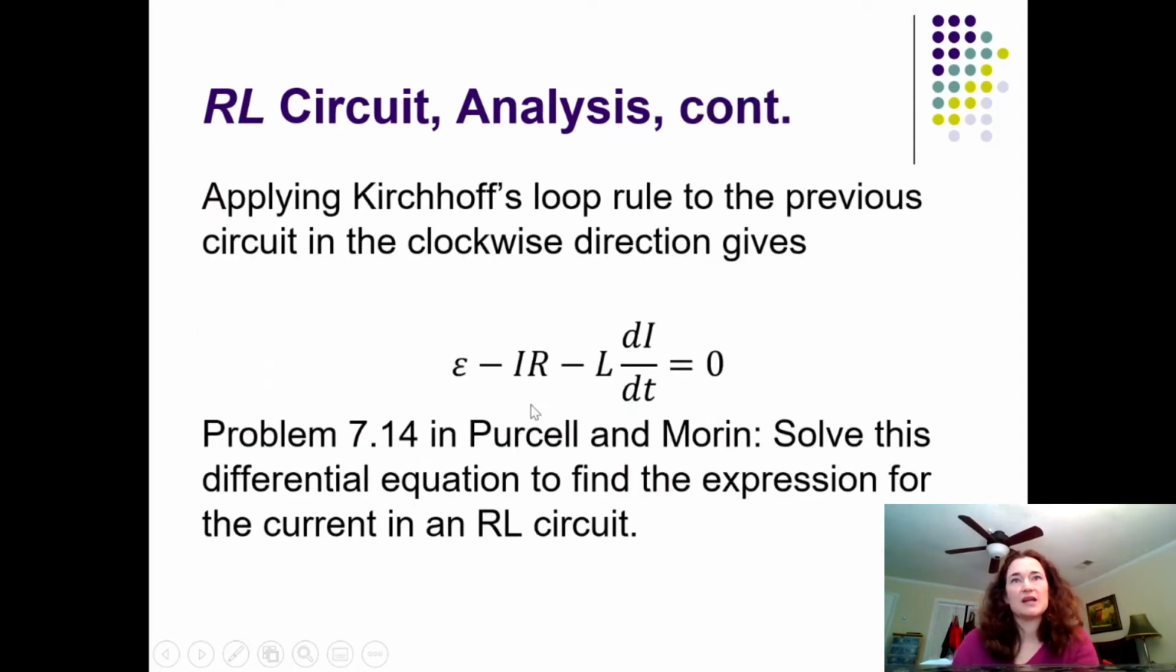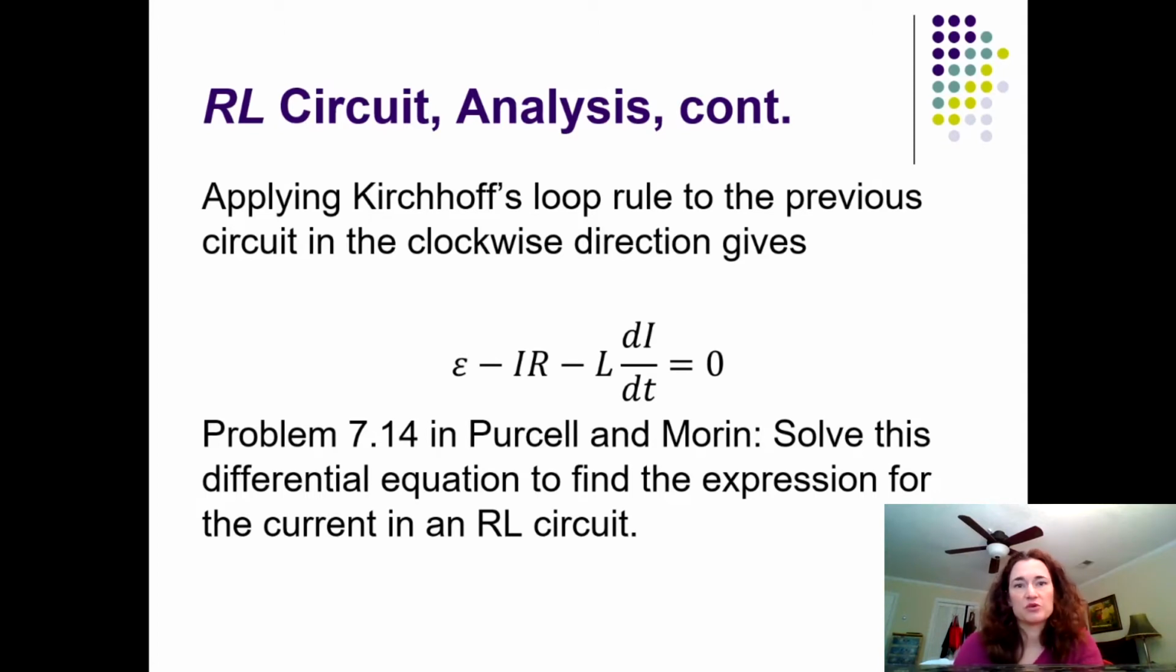In order to do that, I'm going to apply Kirchhoff's loop rule. Here the EMF of the battery would be the positive EMF, and then the voltage would drop across the resistor. So that gives you a minus IR term. And then the inductor would generate a back EMF. So if you applied the loop rule here, you would have EMF of the battery minus IR minus L di/dt, and that would equal 0.